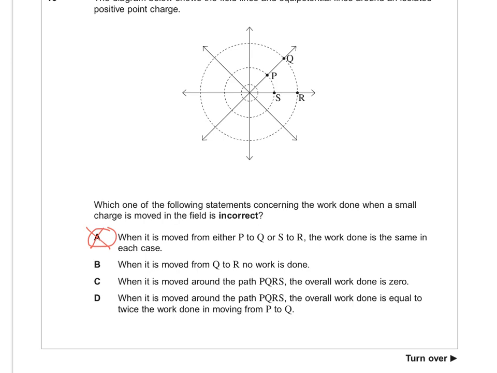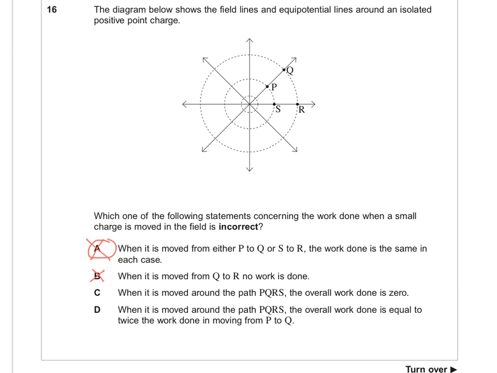When it's moved from Q to R, no work is done. That's also true because it's on an equipotential line. When it's moved around the path PQRS, the overall work done is 0. So let's think about that quickly. It is going to be 0 because of the amount you put in to go from P to Q, you get back from R to S. When it's moved around the path PQRS, the overall work done is twice the work done. No, it's not, because the work done is in opposite directions. One, you're putting energy in, the other, you're getting energy out, so that one is not correct.